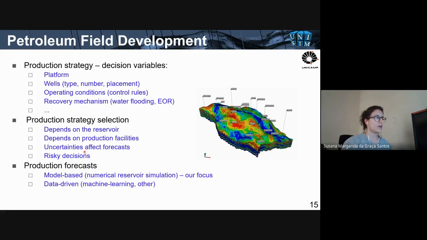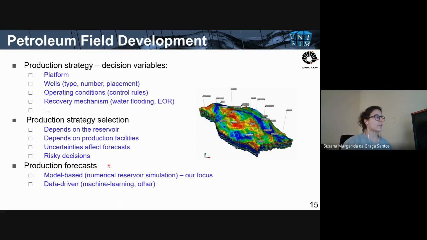And uncertainties again also affect the forecasts. So we have many things: the reservoir itself, the production strategy you have selected, and the configuration, which again is dependent not only on the reservoir but also on logistics and restrictions you may have on site. You have uncertainties, and you have again something that is risky decisions. I'm going to talk about this a little bit later. I just put it here as a reminder.